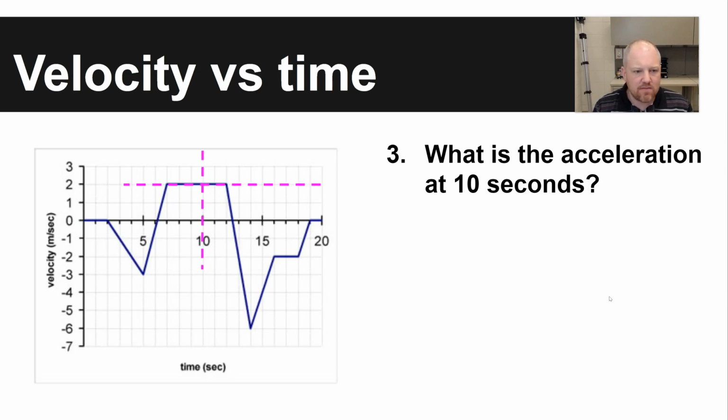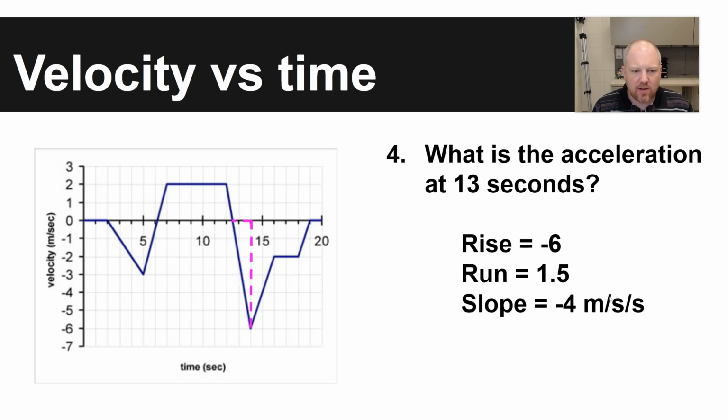And so at 10 seconds here, just like the first circumstance we looked at with position versus time, you see that there is no slope here because this is flat. So the acceleration at 10 seconds would be 0. What is the acceleration at 13 seconds? Again, key in on 13 seconds. And then you can calculate the rise and run of this section of the graph. The rise is -6 because you're moving down. The run is 1.5 seconds. And so your slope is -4, and then your acceleration, therefore, is -4 meters per second.